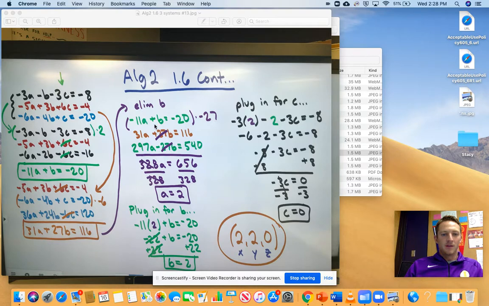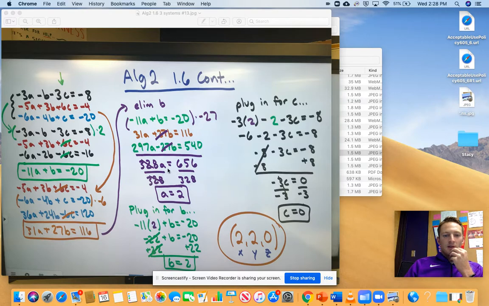Now we're going to use the green and the orange to eliminate another variable. Let's use b because 11 doesn't go into 31, 1 goes into 27. Got two positives, so the top one needs to be a negative, and we need a 27 in front, so we're going to multiply by negative 27. I'm going to rewrite that green one down here. You can see the multiplication spelled out down here in the green. These cancel. The a's add up to 328a, and our constants add up to 656.